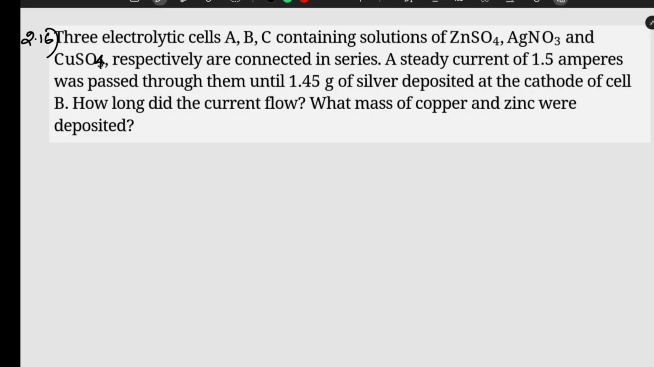Three electrolytic cells A, B, C containing solutions of zinc sulfate, silver nitrate and CuSO4 respectively are connected in series. A steady current of 1.5 ampere was passed through them until 1.45 gram of silver deposited at the cathode of cell B. How long did the current flow?